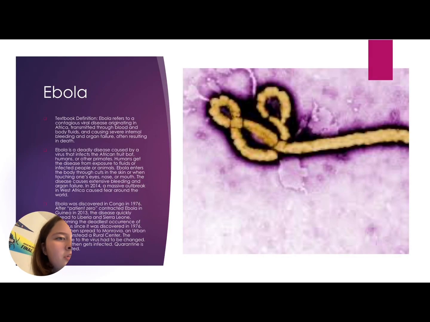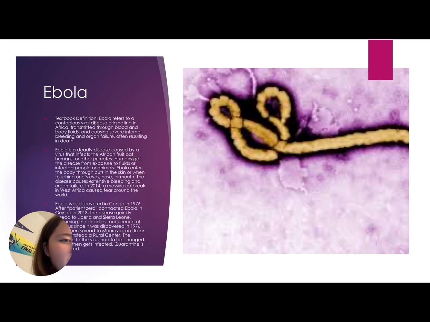The textbook definition of Ebola is a contagious viral disease originating in Africa, transmitted through blood and body fluids, causing severe internal bleeding and organ failure, often resulting in death. Ebola is a deadly disease caused by a virus that infects the African fruit bat, humans, and other primates. Humans get the disease from exposure to fluids of infected people or animals. Ebola enters the body through cuts in the skin or when touching one's eyes, nose, or mouth. The disease causes excessive bleeding and organ failure.